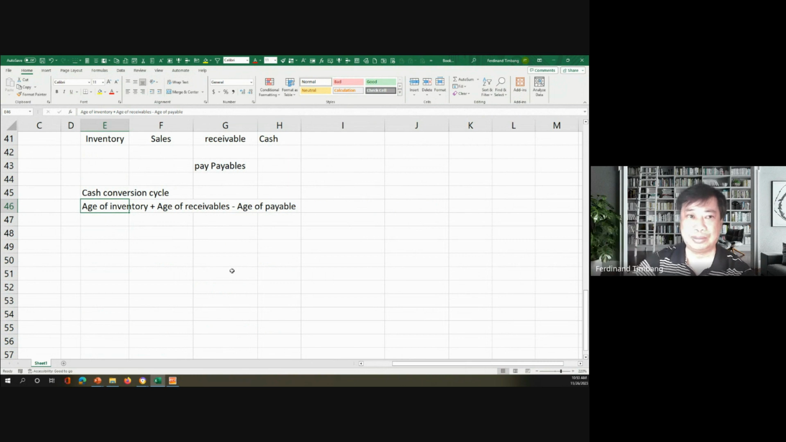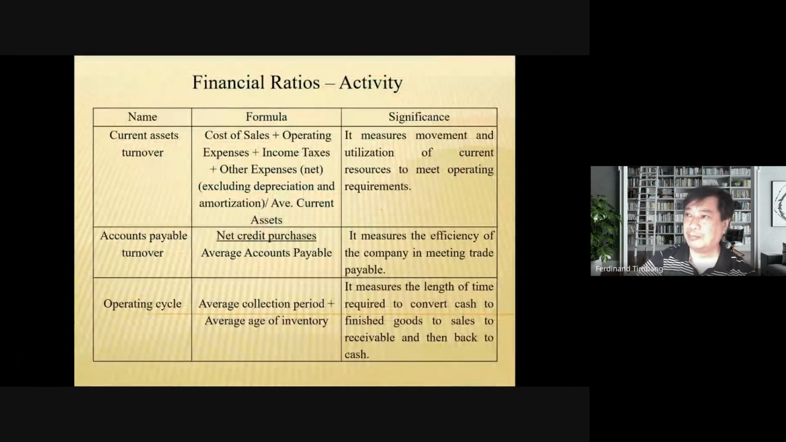Kasi may investment tayong binibigay o nilalagay dyan, and that can be converted into cash. Now later on, makukuha natin yan, kasi yung working capital management, pag-aaralan natin, so that is part.